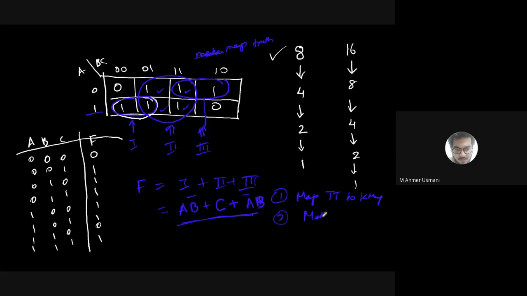Make a group. Okay. How to make a group? By following the following order. So first make a group of 8, then go with 4, then go with 2, then go with 1.